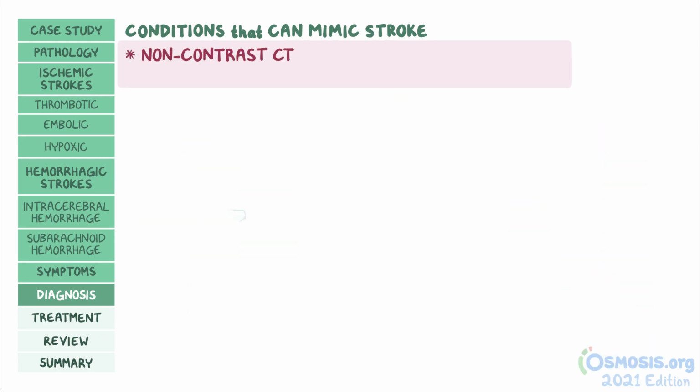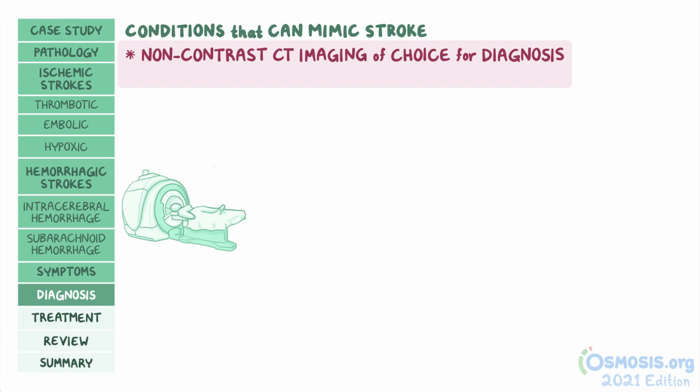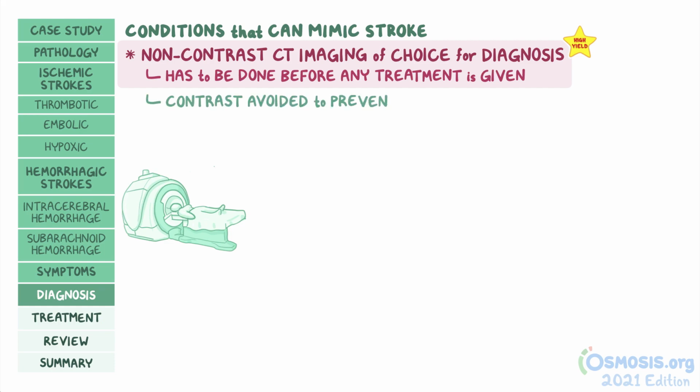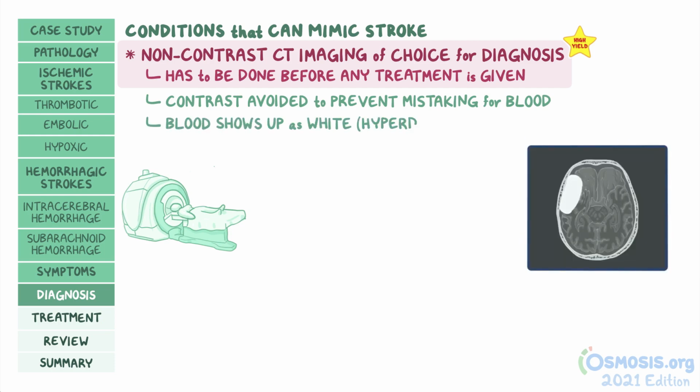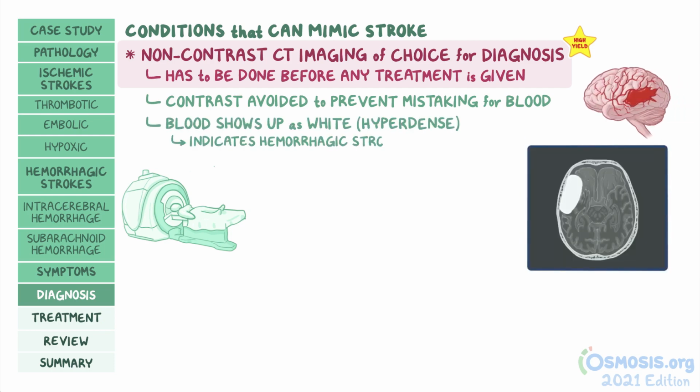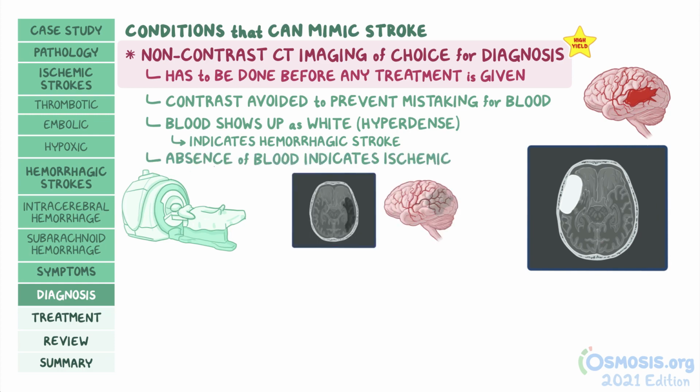Next, a non-contrast CT scan is the imaging of choice for diagnosis. This has to be done before any treatment is given, and that's also something you have to remember for the test. Contrast should be avoided to prevent mistaking contrast for blood. Blood on the CT shows up as white or hyperdense and indicates a hemorrhagic stroke. The absence of blood indicates an ischemic stroke.